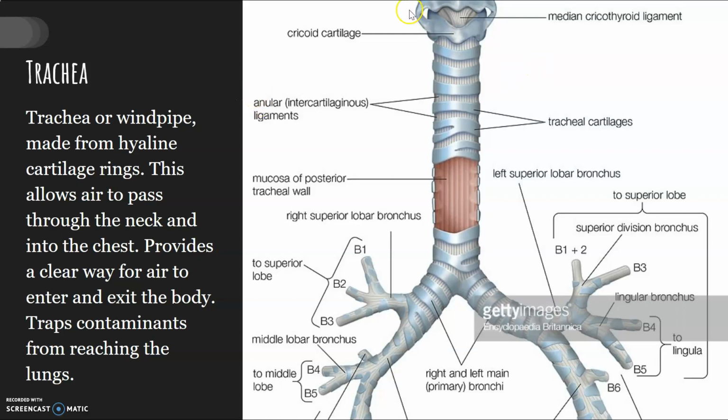So this is what the air is going to pass through, right? Providing a clear way to enter the body. And it's also, again, going to help trap any contaminants. So further filtrating, because that's important. The air that you want to take in needs to be clean air.